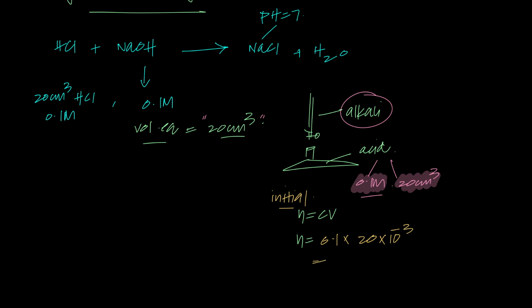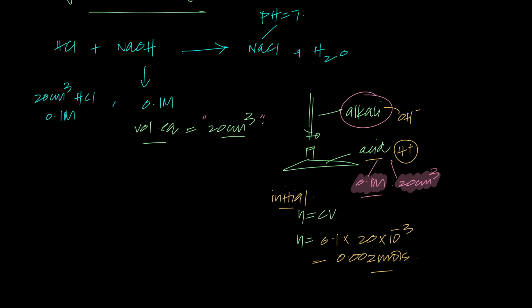It's 0.002 moles of acid. Right? And effectively, you know that whenever an acid-alkali reaction takes place, whenever this neutralization reaction is taking place, it's basically the hydrogen ions in the acid that are reacting with the OH ions in the alkali. Isn't that true?